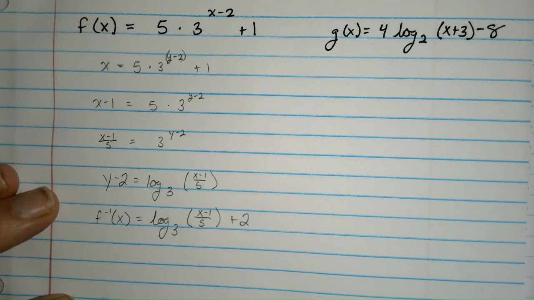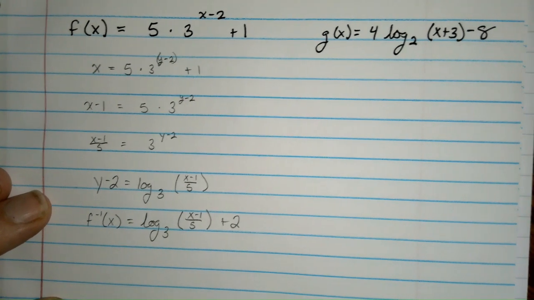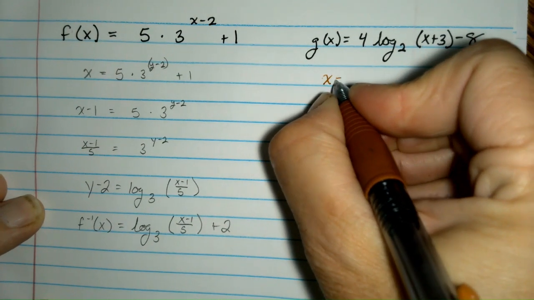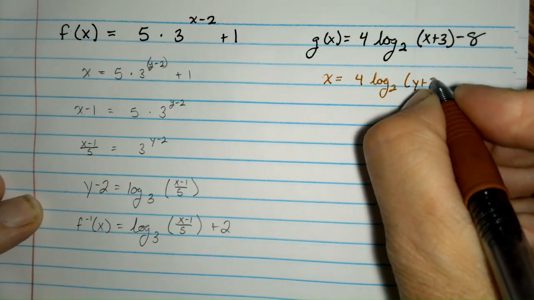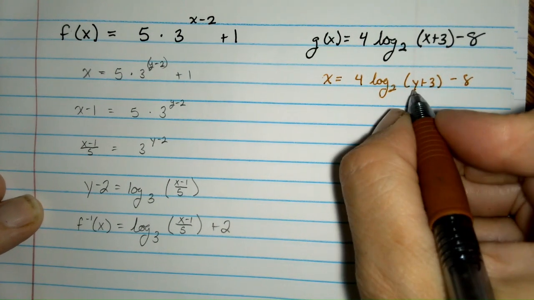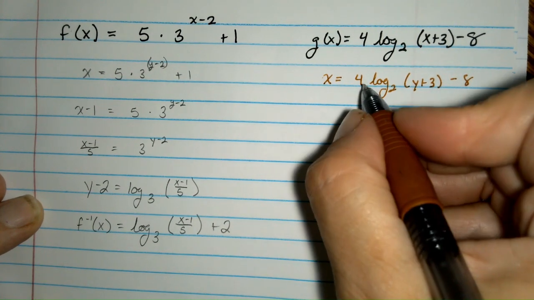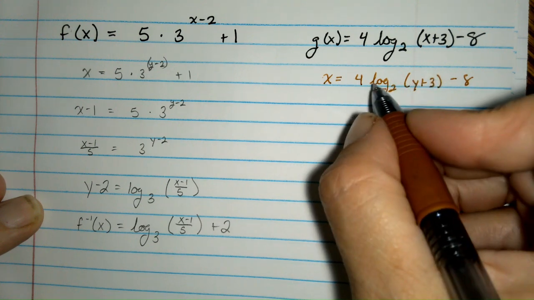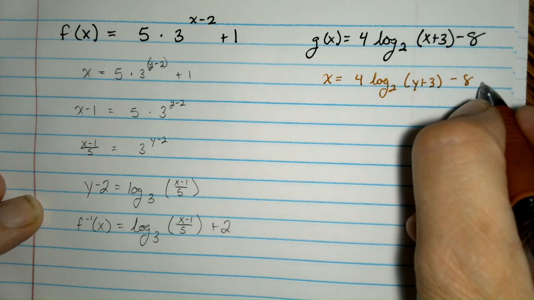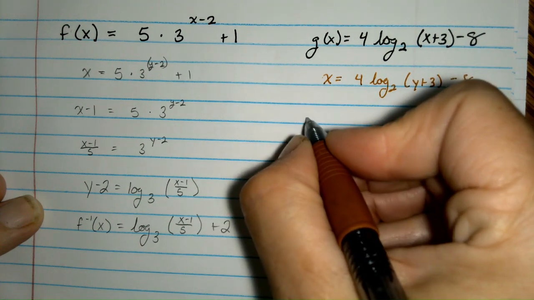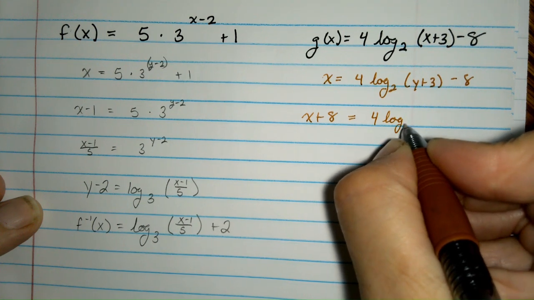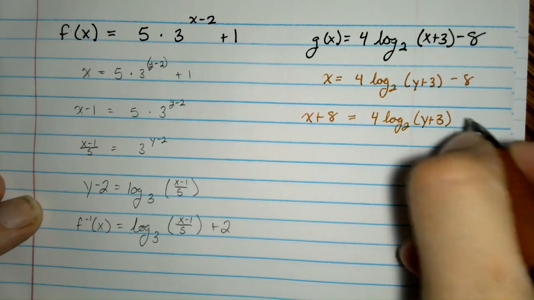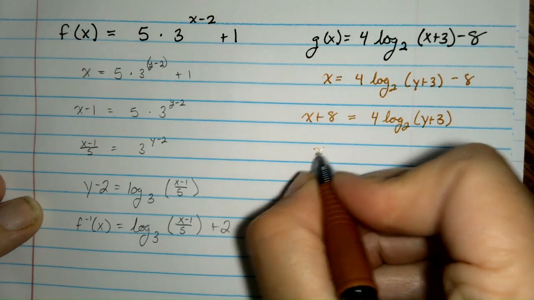How'd you do? Did you beat me there? Okay, let's try g. Switch my variables. I'm trying to get y by itself. I have subtracting and multiplying. Order of operations says you multiply first and subtract later, so when we're solving, we work backwards. Get rid of that 8. Now I'll get rid of the multiplying.